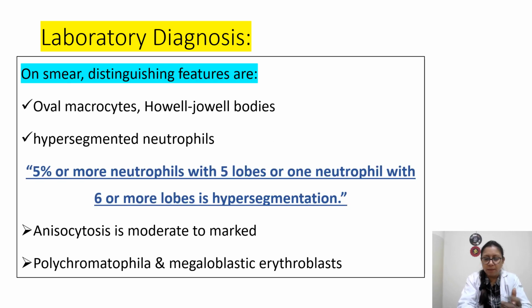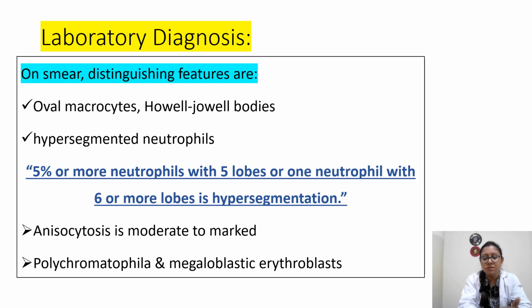On smear, first we saw macrocytic normochromic anemia. Then the three important features we see in megaloblastic anemia are oval macrocytes, that is macro-ovalocytes, Howell-Jolly bodies, and hypersegmented neutrophils. How do you define hypersegmented neutrophils? When we say hypersegmentation in favor of megaloblastic anemia, this sentence is very important: 5% or more neutrophils with 5 lobes, or 1 neutrophil with 6 or more lobes, is hypersegmentation. Even if you have 1 neutrophil in the peripheral smear with 6 or more lobes, that is hypersegmentation. Five percent or more neutrophils with 5 lobes justifies the criteria of a hypersegmented neutrophil.